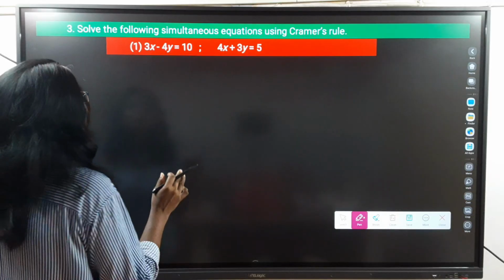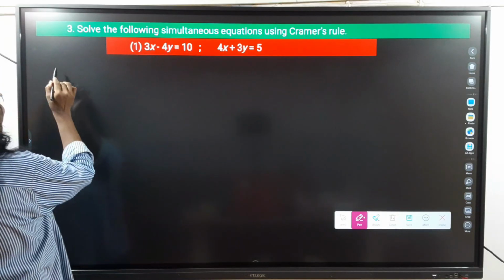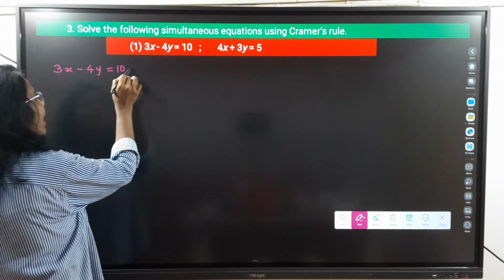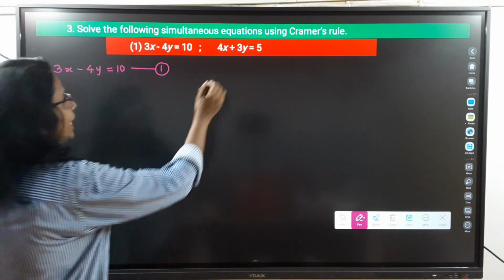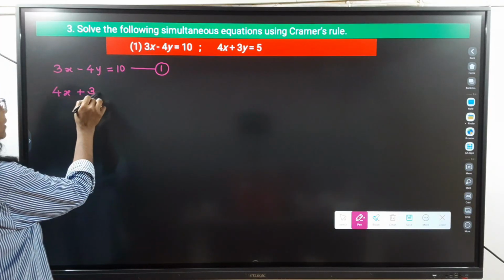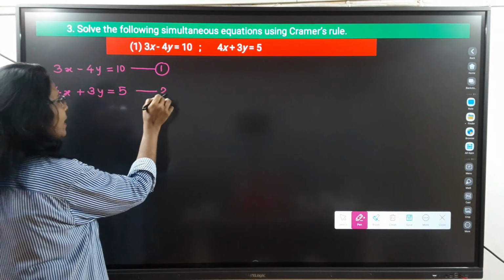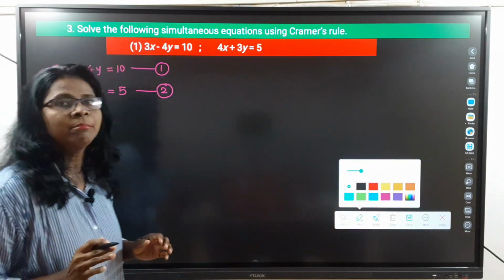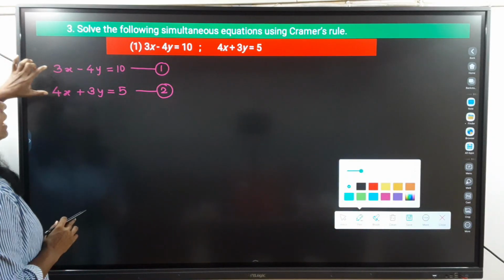So first we write down the equation as it is. Here 3x minus 4y is equal to 10, so I write here first equation. Then, students, 4x plus 3y is equal to 5. I call it the second equation. Next, students, we have to arrange the determinant with the help of these simultaneous equations.